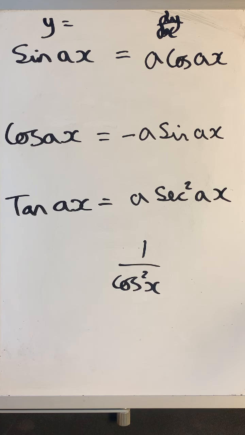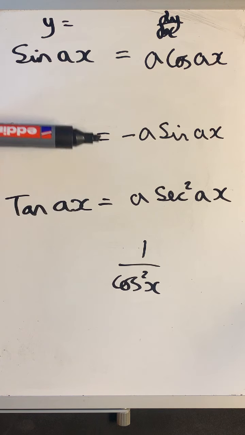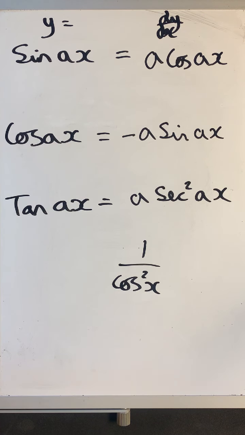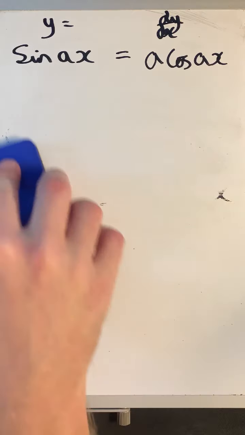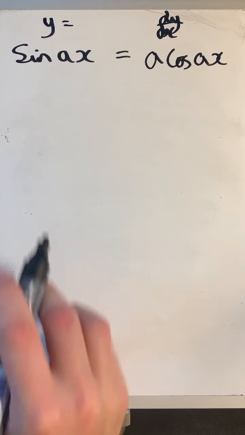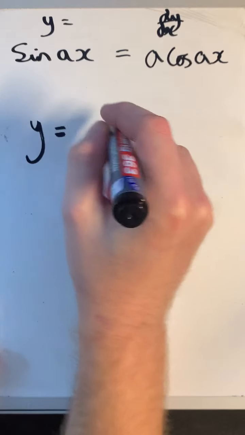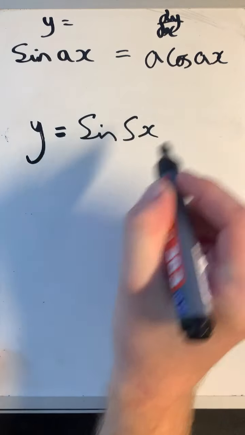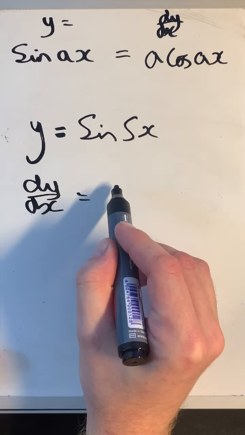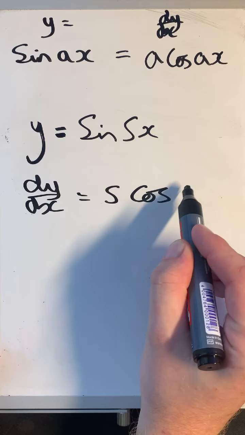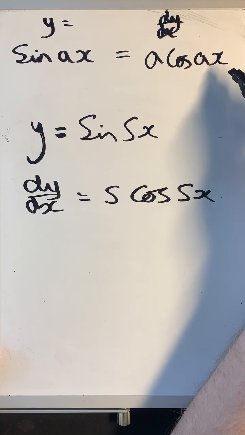They're fairly straightforward, but you've got to be careful, particularly with the negatives. When we get on to integration, you'll see that these are very similar to the integrals, so you do have to be careful with them. For a quick example, the derivative of sine 5x is 5 cos 5x. So it's in this form here.